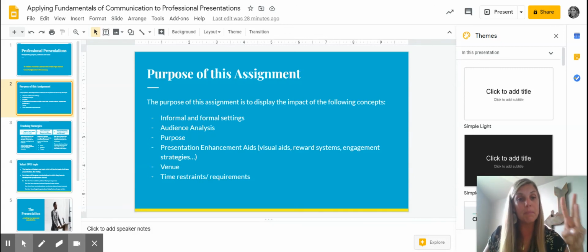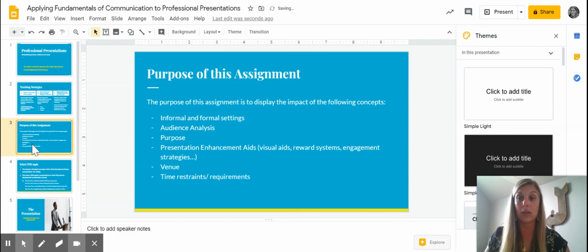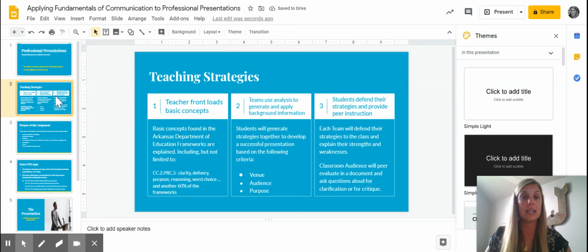Now, going about the lesson, we're going to look at different teaching strategies that are going to be used in this assignment. So there are going to be 3. The first one will be the teacher. So you will be responsible for front-loading the basic concepts that you want to focus on. For myself, informal, formal venue, purpose to inform or persuade, and audience analysis will be very key.